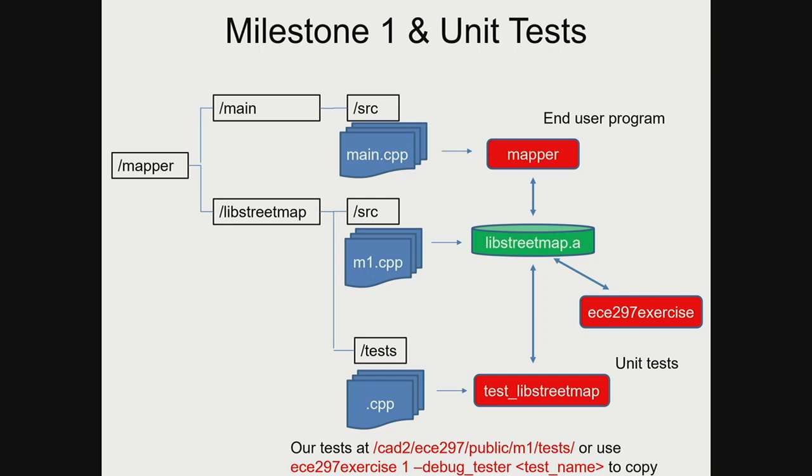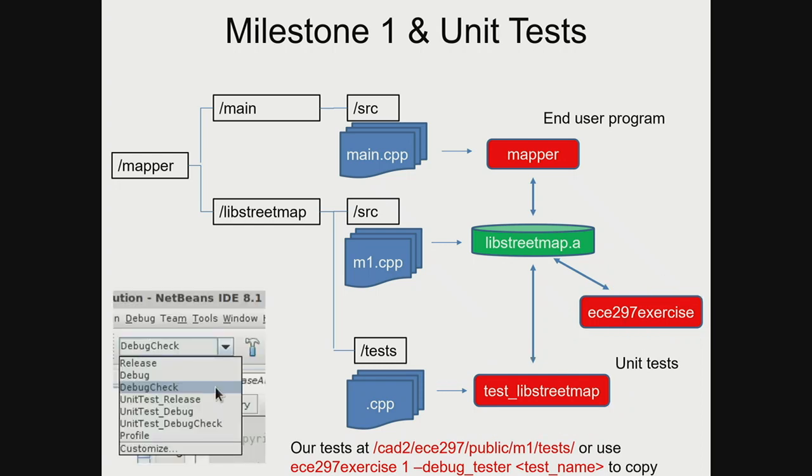And just to make things convenient, we have another way that the unit test can be run, which is you just type the command ece297 exercise. All that command does is behind the scenes, it is basically building this and automatically running it for you and summarizing the results. So, okay, you're going to run ece297 exercise a lot.